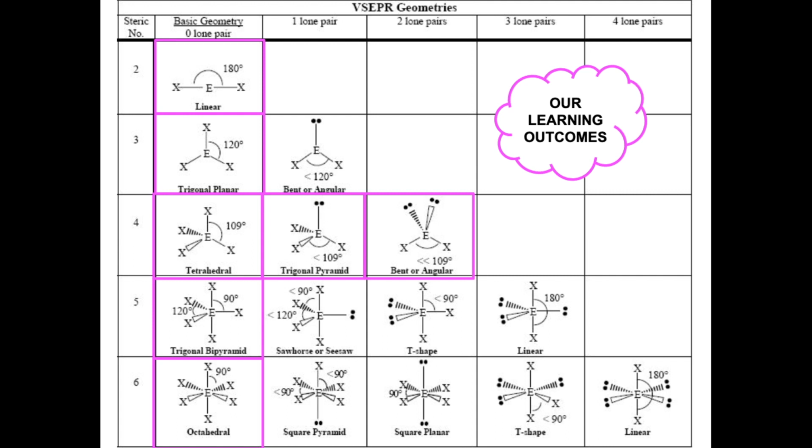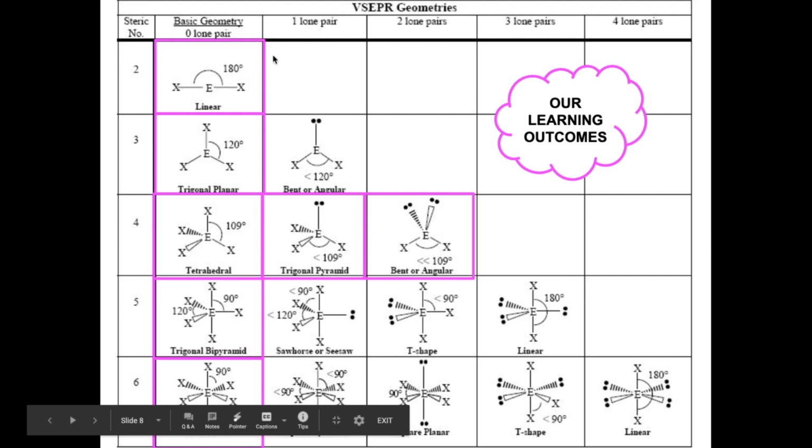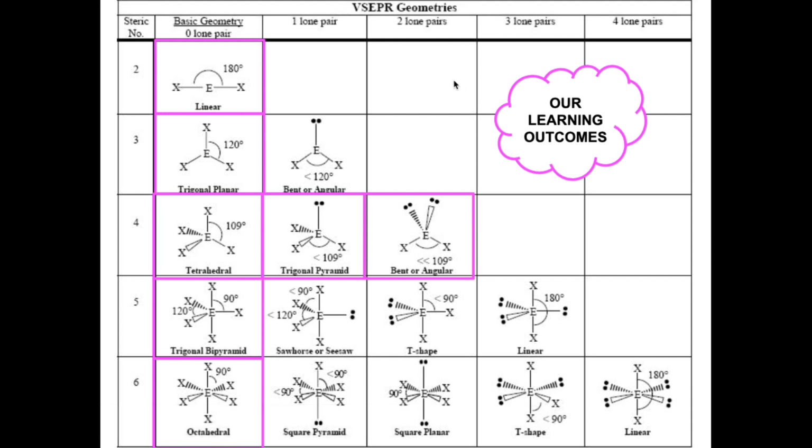So let's consider this in 3-dimensional space. Let's start with the simple one up here, linear. Now, what we're showing here is how many lone pairs we have down the column, where we have no lone pairs, 1 lone pair, 2 lone pairs, etc. And across here, we're showing how many things are bonded to that central atom. Now, these here don't necessarily represent single bonds. They could represent double bonds or triple bonds. It's just saying how many things are bonded there.